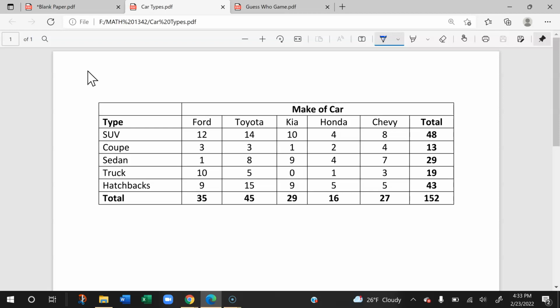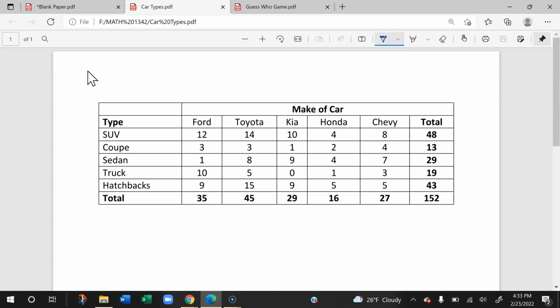And what this table does is it goes through and counts up, okay, how many Ford vehicles are also SUVs? And then it puts that number here. How many Ford vehicles are also coupes? And it puts that here. And so this column is telling me how many total Ford vehicles there are. And this row is telling me out of the 5 different makes here, how many SUVs there are.